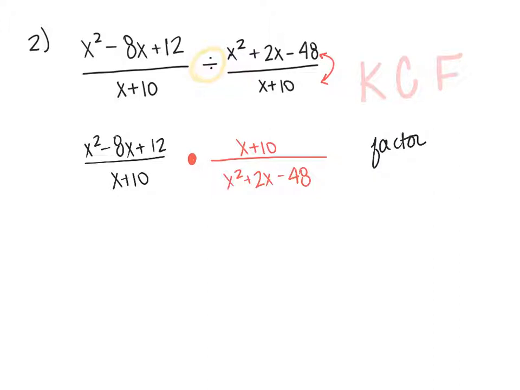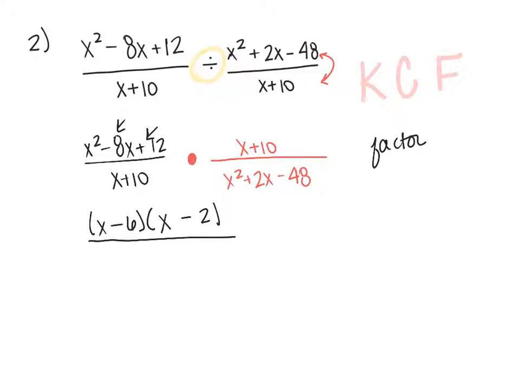So I'm going to go through and factor all of these. I'll have x and x. I'm looking for two numbers that will multiply to 12 and add to negative 8. Because this is a positive 12, that means they're going to be the same sign. They are both going to be negative. So two numbers that will give me negative 8 and multiply to positive 12 will be negative 6 and negative 2.